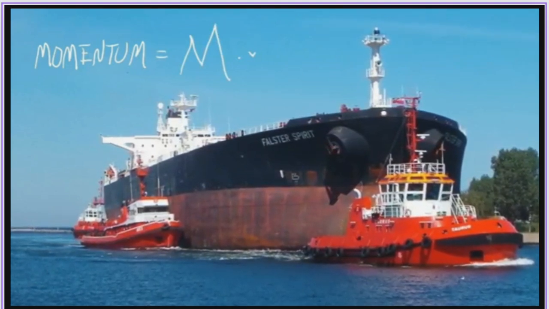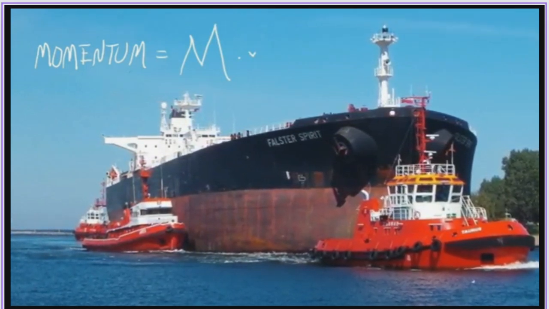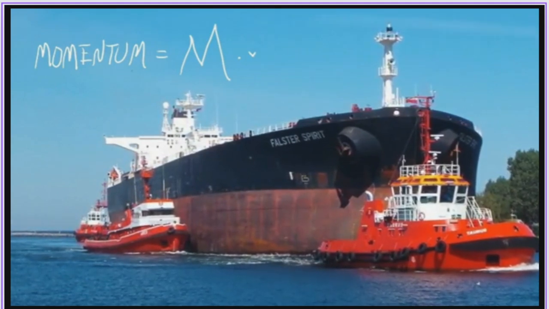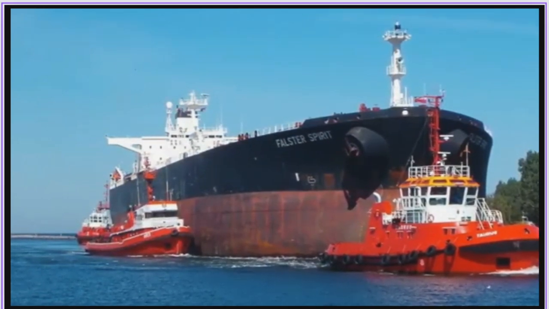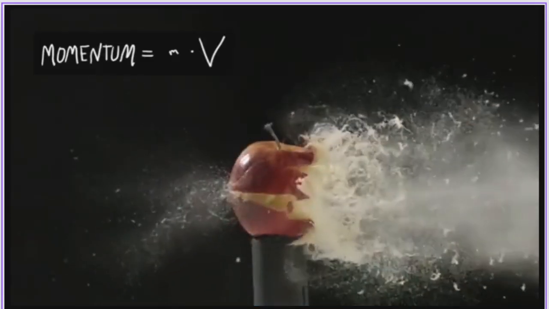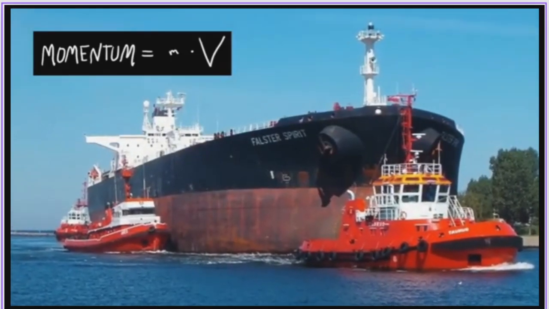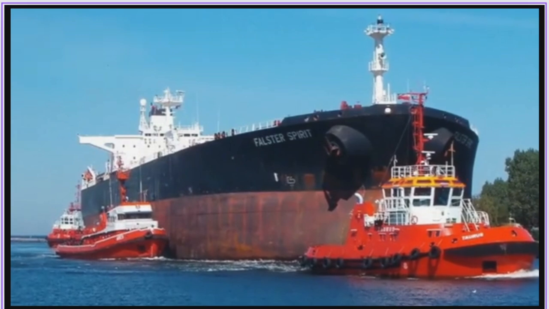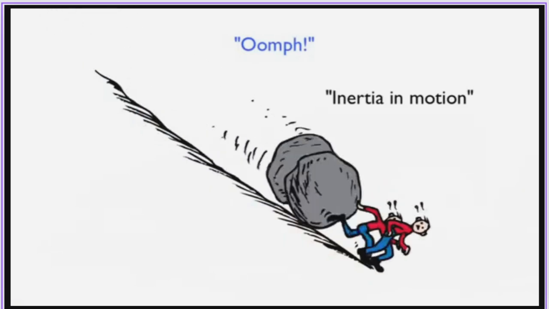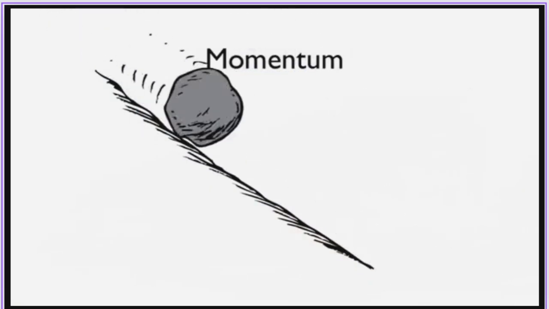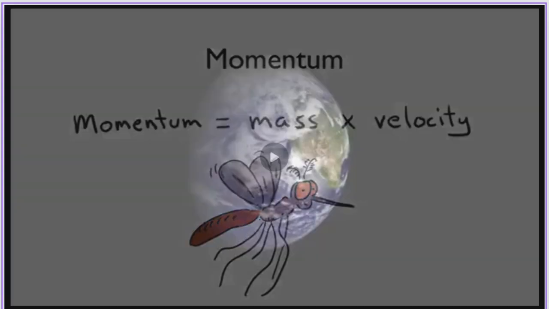Because it has so much momentum, so much inertia in motion, the tanker can't just pull into the dock. Rather, it's greeted by powerful tugboats that help to manage its maneuvering. A fast-flying tiny bullet and a creeping massive oil tanker are both difficult to stop. Both have a lot of oomph, that is, a lot of inertia in motion, which you now know to be what we call momentum.